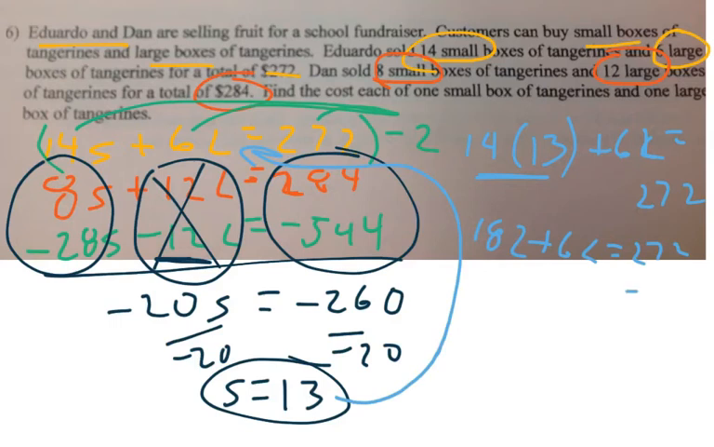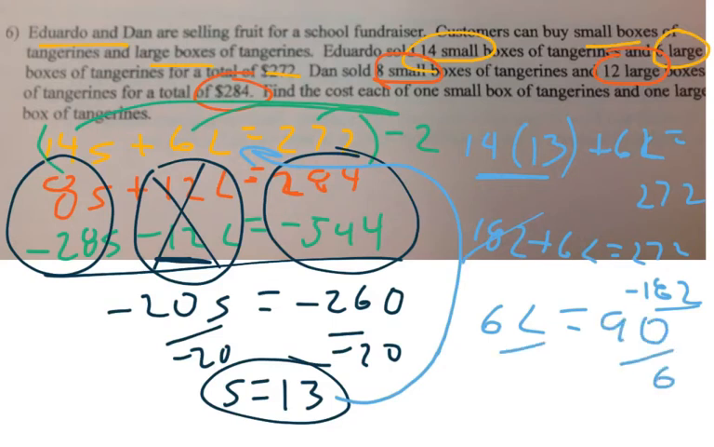182 plus 6L equals 272. I'm going to minus 182 both sides. So 6 large boxes equals $90. Dividing by 6, I know the large boxes were $15. So we now figured out that the small boxes cost 13, the large boxes cost 15.